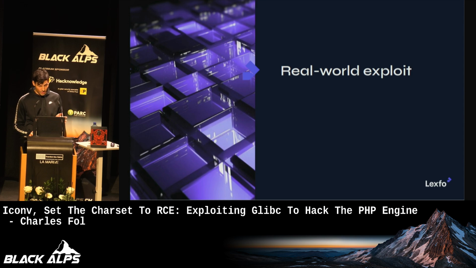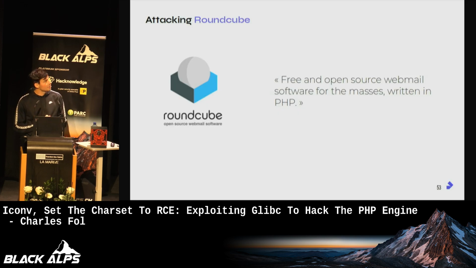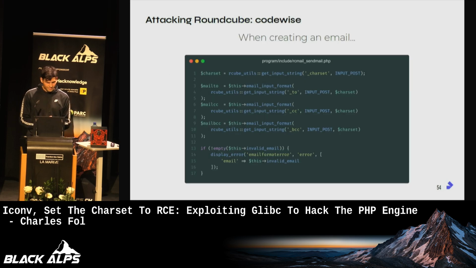So let's go through a real-world exploit for this. I chose to focus on Roundcube because that was the first target that I found that was using Iconv in a way that let us attack it. It's an open source webmail. It's, I think, the most famous one for PHP. It's very much used.